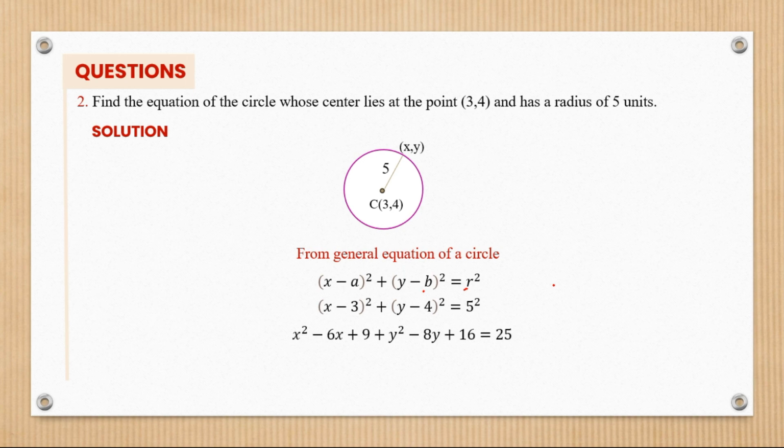When I expand this, I have x squared minus 6x plus 9 plus y squared minus 8y plus 16 being equal to 25. Next, I can bring this 25 to this side, and I can say 9 plus 16 is 25. And when I bring this 25 to this side, I have 25 minus 25, which is 0. So I can bring this closer to the x squared. So I have x squared plus y squared minus 6x minus 8y is equal to 0. So this is the equation of the circle with this center and with that radius.